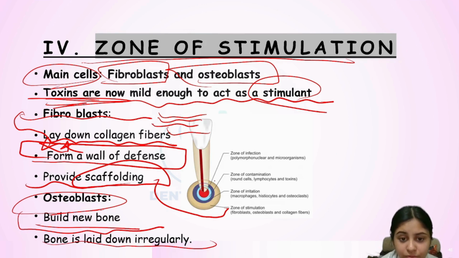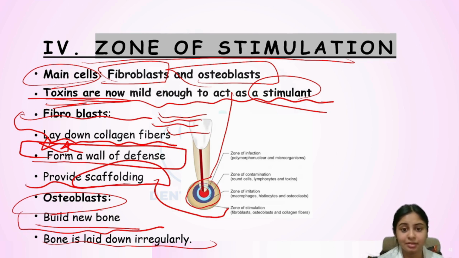So this is the zone of stimulation, that is the zone of healing, we can say. This is the outermost zone. Here the fibroblasts and the osteoblasts lay down the new collagen fibers and new bone cells, and here it acts as a defense wall.